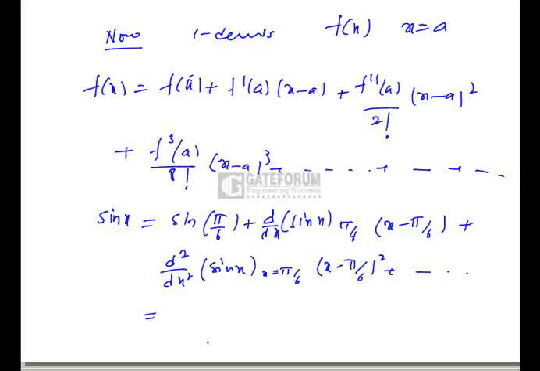If we simplify this expression, we'll get 1 by 2 plus root 3 by 2 into x minus pi by 6 minus 1 by 4 into x minus pi by 6 whole square plus so on, which is nothing but option 1.